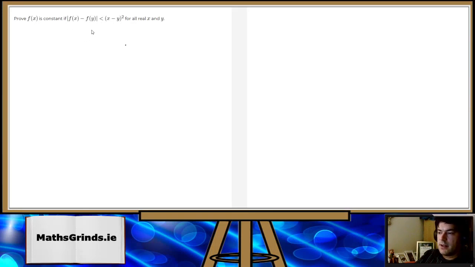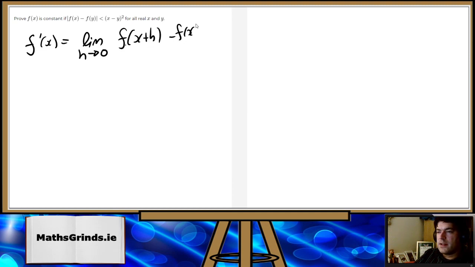We want to prove f is constant if the following inequality holds. So we know that the derivative of f at x is the limit as h goes to 0 of f of x plus h minus f of x, all over h. Now if we look at its absolute value, that will equal the absolute value of that.